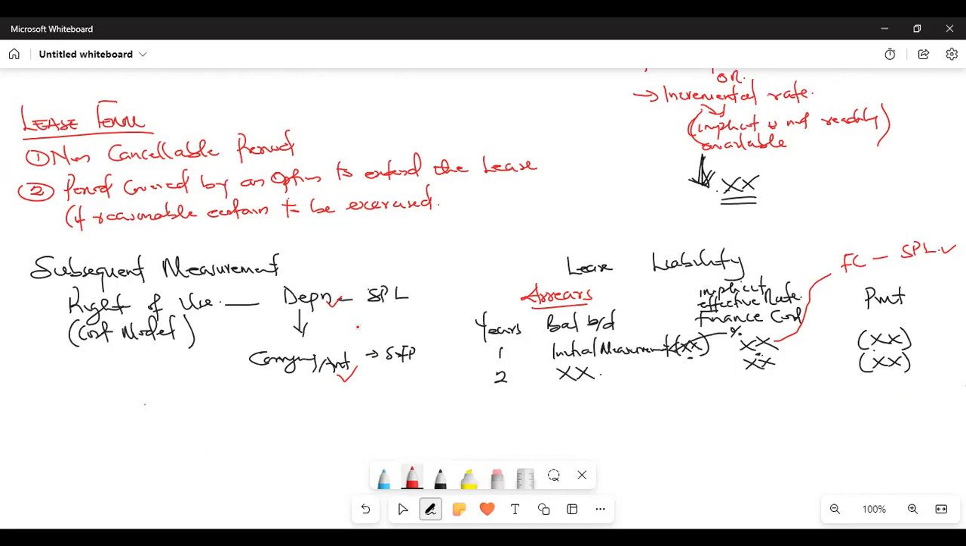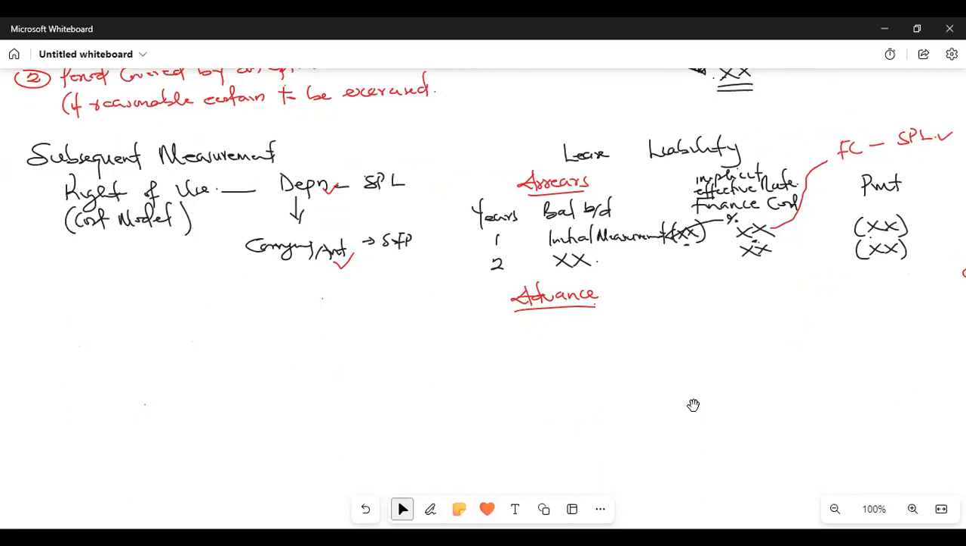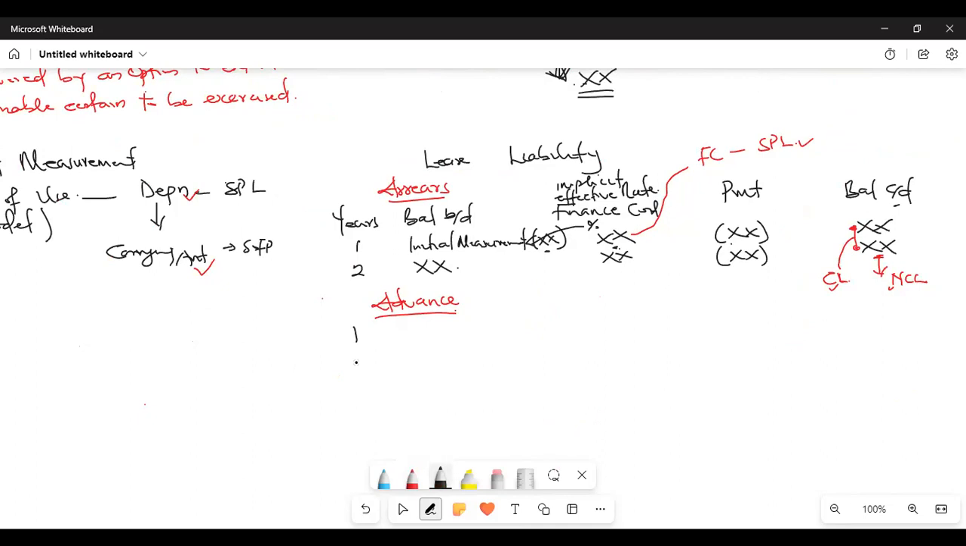What if the payment is in advance? So you pay before you live in. You know, some houses are like that. You pay before you live in. That one, you do your 2 years. So the same thing, your balance brought down is the initial measurement.